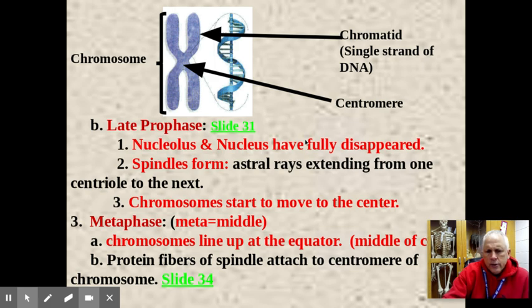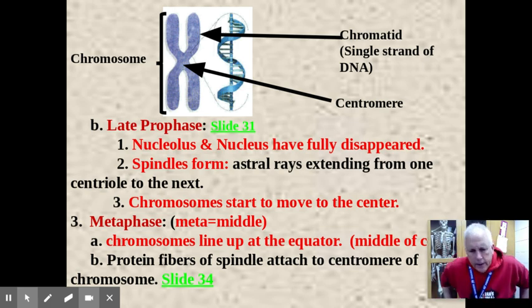Just a little terminology you need to know. A chromosome is the whole thing here. It looks like an X. One leg of it is called a chromatid. Remember that? That's a single strand, and there are two of them hooked together. A centromere is this narrow waist that is the center part of a chromosome. So remember those terms. We're going to come back to them today when we go through these different phases.